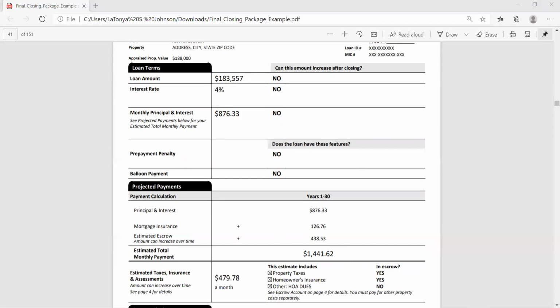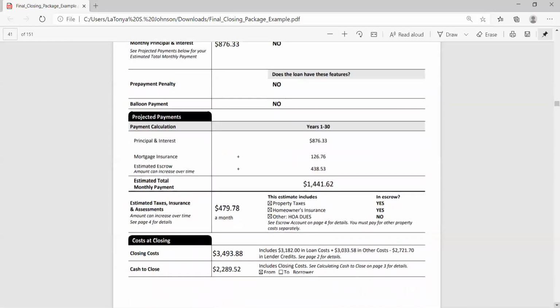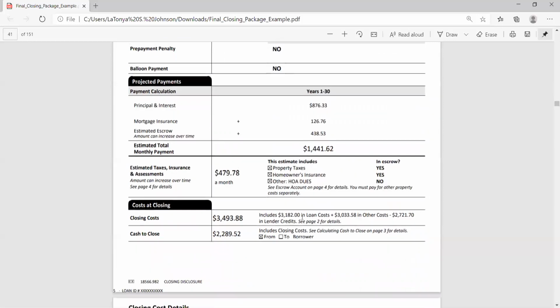This is the estimated taxes and insurance, and it's estimated because it can go up or down. These are the closing costs, and this is actually what this buyer had to bring to the table. They couldn't use a personal check because, again, at the beginning it said no personal checks over $1,500.